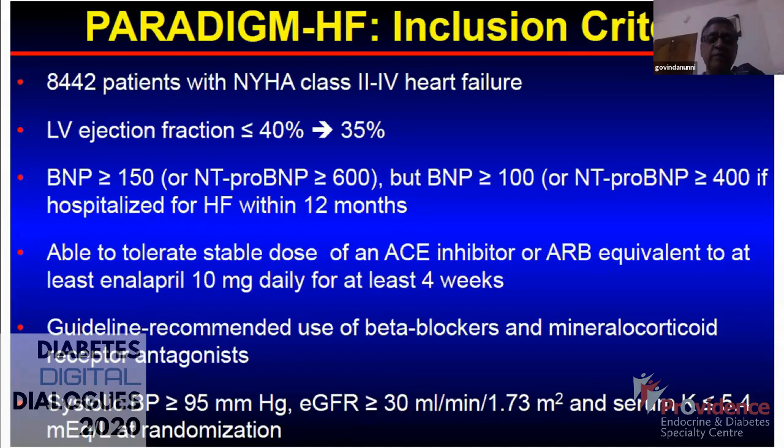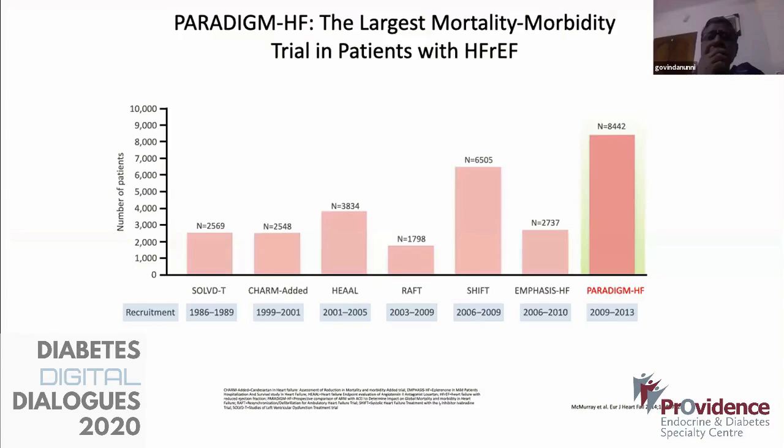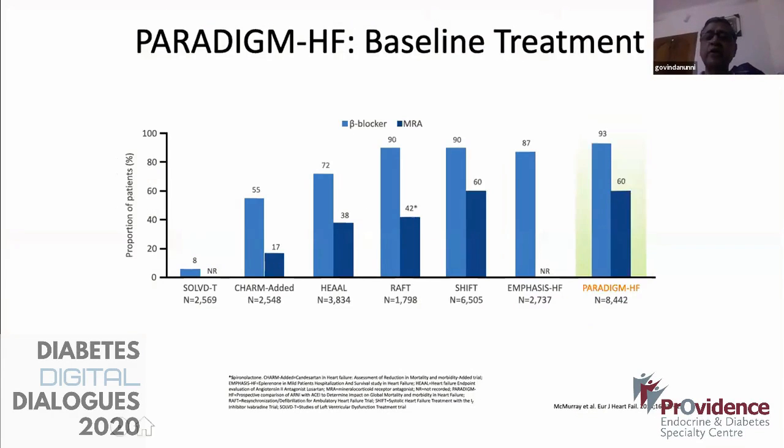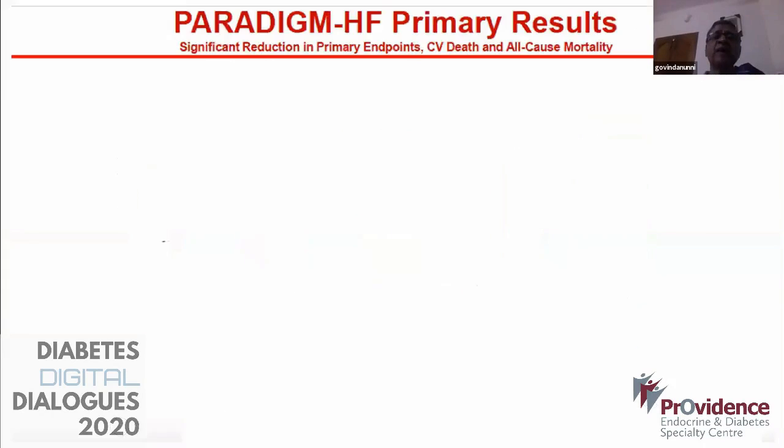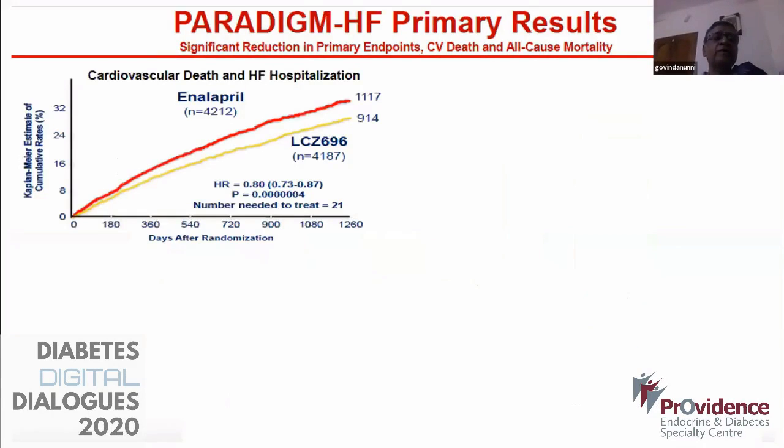When low systolic BP, low GFR, and high serum potassium are the contraindications. As I said, this is one of the largest trials. The next trial is SHIFT, which contains about 6,500, so about 2,000 more patients than the next trial. And well-treated patients: 93% on beta blockers, 60% on MRAs, and 100% on RAS blockers. So well-treated patients. And the results were cardiovascular death and heart failure hospitalization.